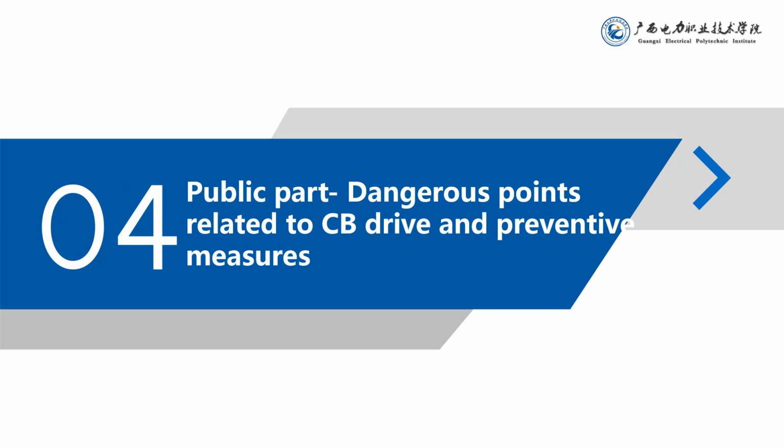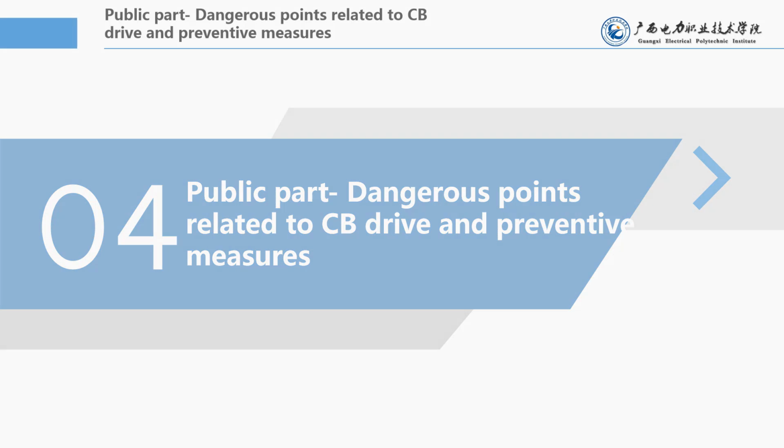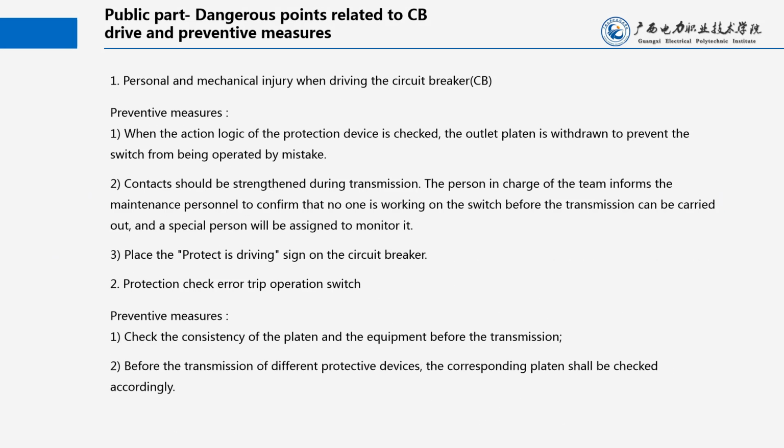4. Public part dangerous points related to CB drive and preventive measures. 1. Personal and mechanical injury when driving the circuit breaker, CB. Preventive measures. 1. When the action logic of the protection device is checked, the outlet platen is withdrawn to prevent the switch from being operated by mistake.